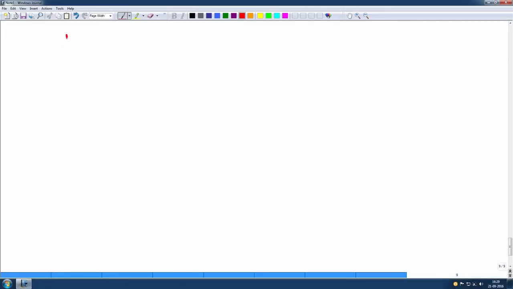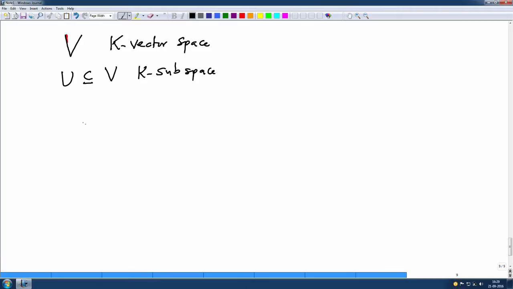Now I want to set up a notation so that things are easier to verify. So V is a K vector space, and we have a subspace U, a K subspace, and then I denote V by U. This is a quotient set.